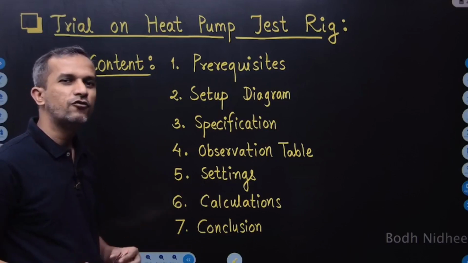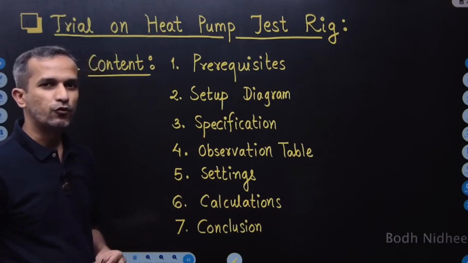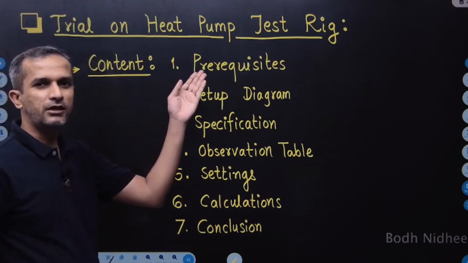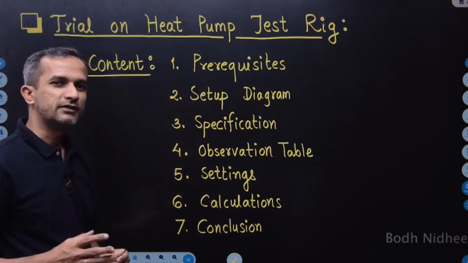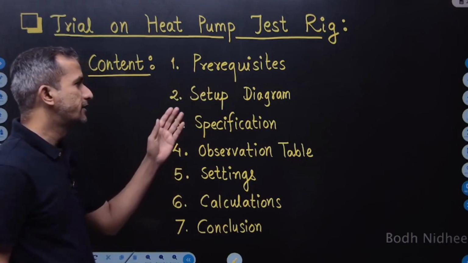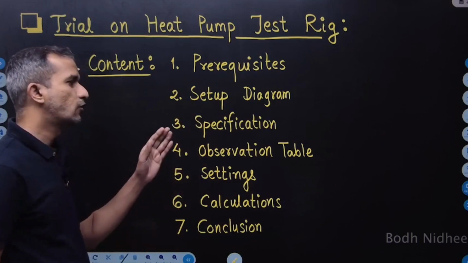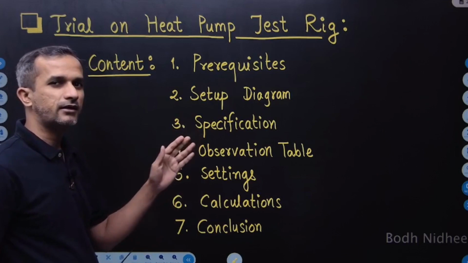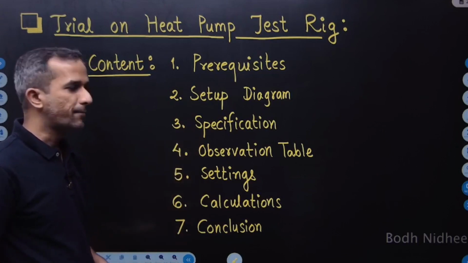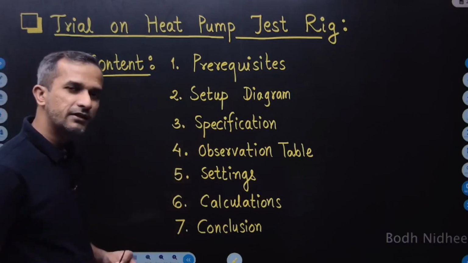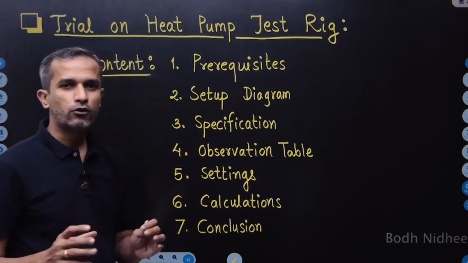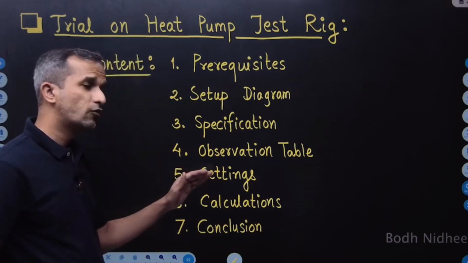So the content of today's trial on heat pump would be, firstly we will discuss what are the prerequisites that are necessary to understand heat pump and its analysis. Then we'll discuss the setup diagram for today's experimentation. Then we'll go for specifications, assumptions that are necessary for the trial. And then we'll discuss what is the observation table that is required to record the readings on the setup. Then we'll go for the setup.